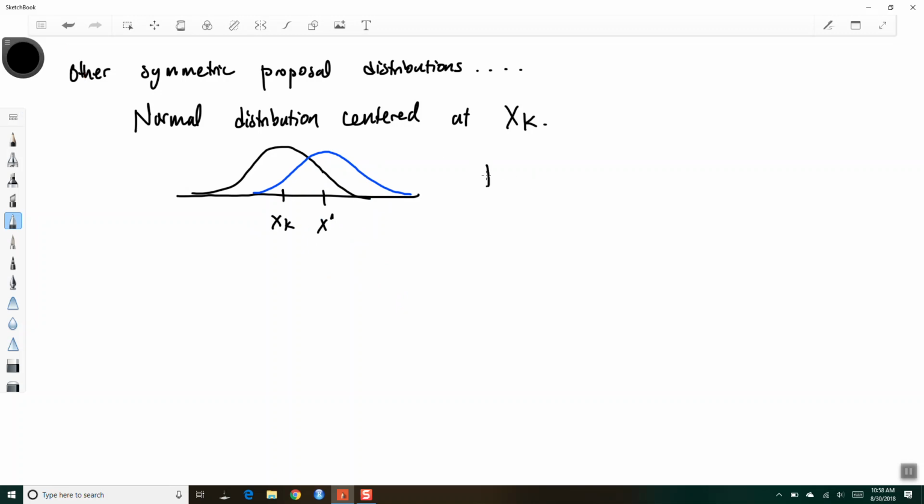So the probability of proposing x prime given xk, where phi is shorthand for the normal distribution, with mu equal to xk and sigma equal to some arbitrary value, is going to be equal to the probability of proposing xk if you center it at x prime, right? Because the distribution is symmetric.